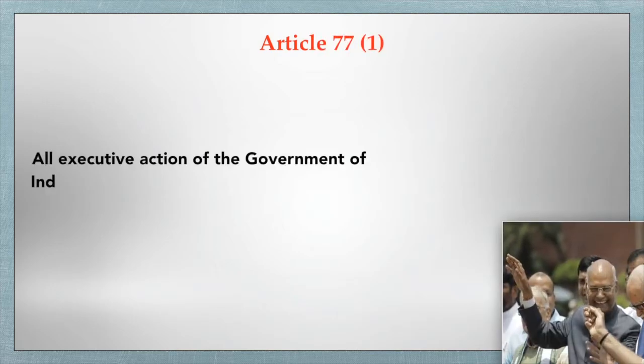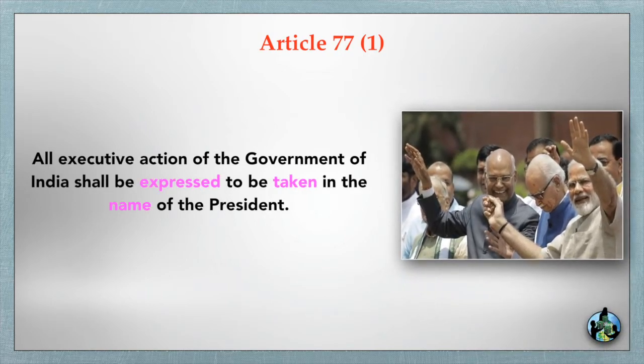Next, Article 77, Clause 1. It states that all executive action of the Government of India shall be expressed to be taken in the name of the President. It means no action can be done without the knowledge and consent of the President.